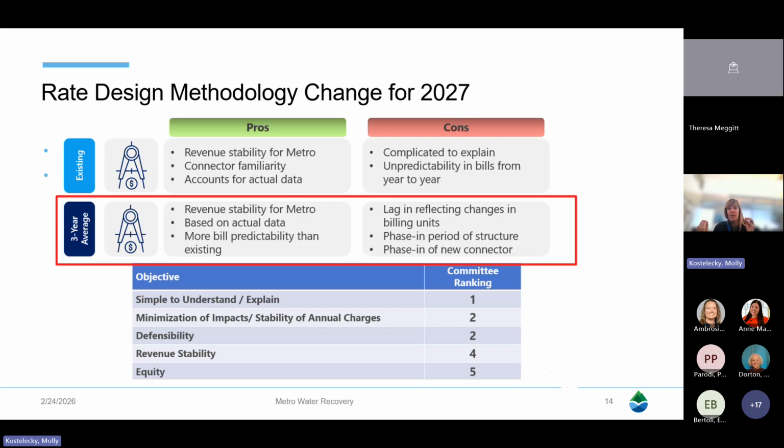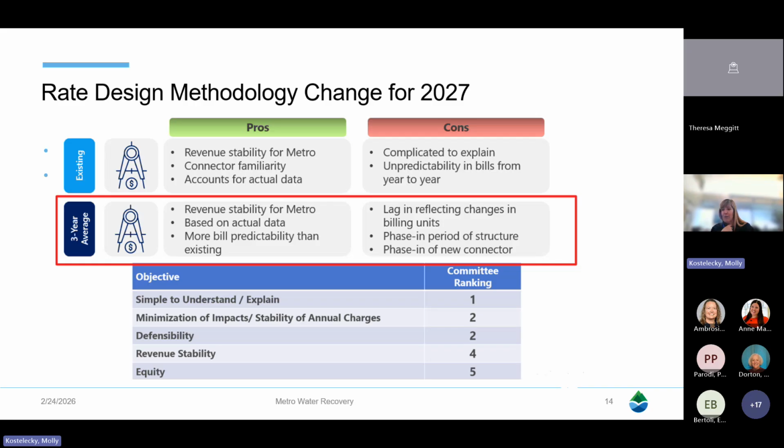Now, some of the cons, though: there is a lag in information. So if you're having an extreme growth period in your community and you're going up, you're not going to go up as quickly, but eventually you're going to catch up with that usage, and everyone else's will slightly ratchet down while you're ratcheting up, or vice versa.